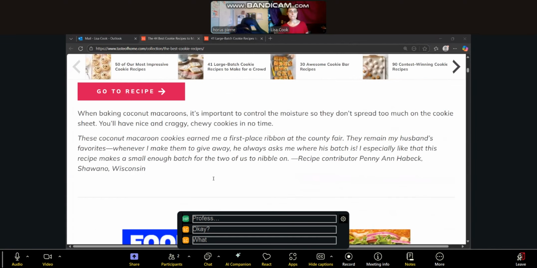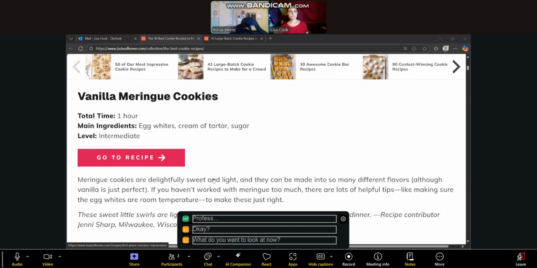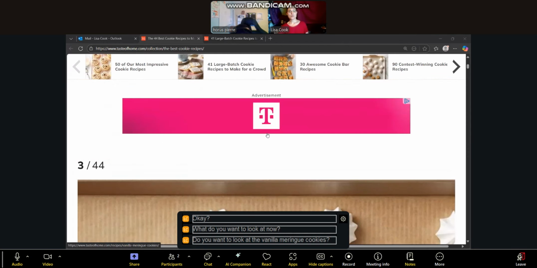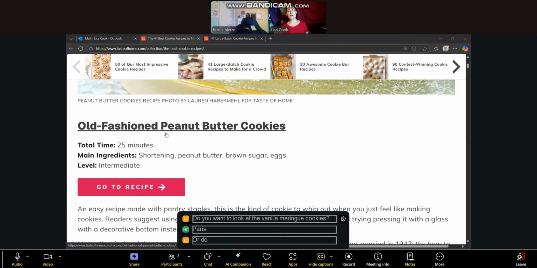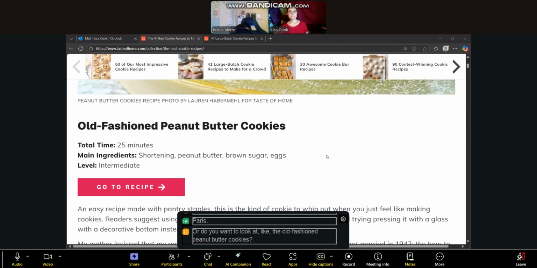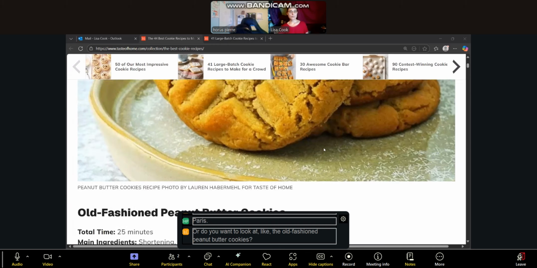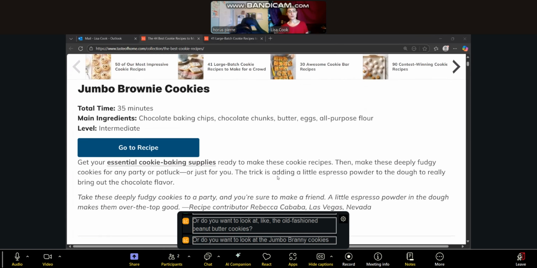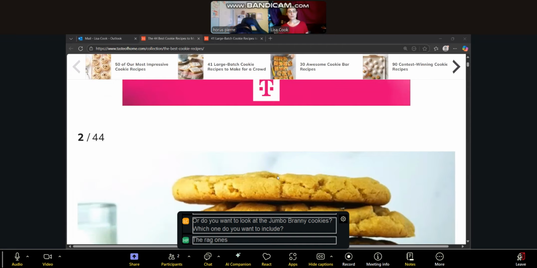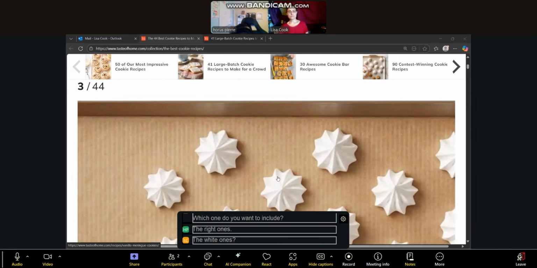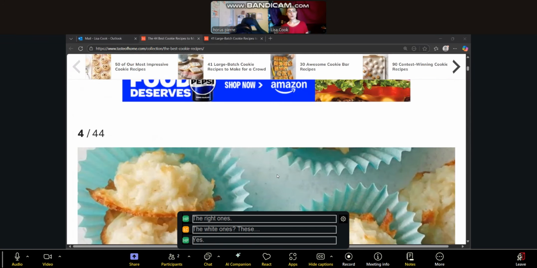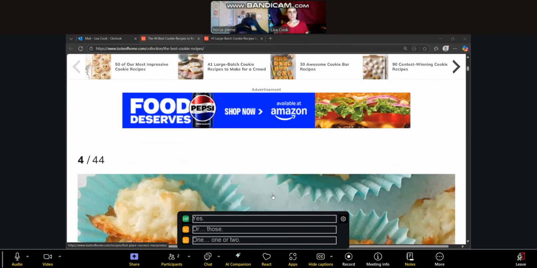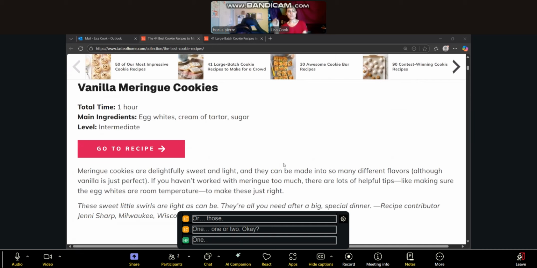What do you want to look at now? Do you want to look at the vanilla meringue cookies? Or do you want to look at the old-fashioned peanut butter cookies? Or do you want to look at the jumbo brownie cookies? Which one do you want to include? The white ones? These? Or those? One or two? Okay. So what can we say about it?